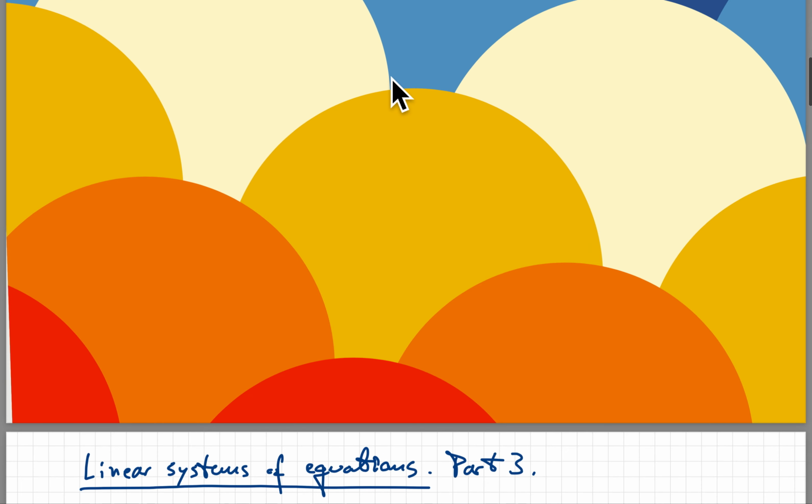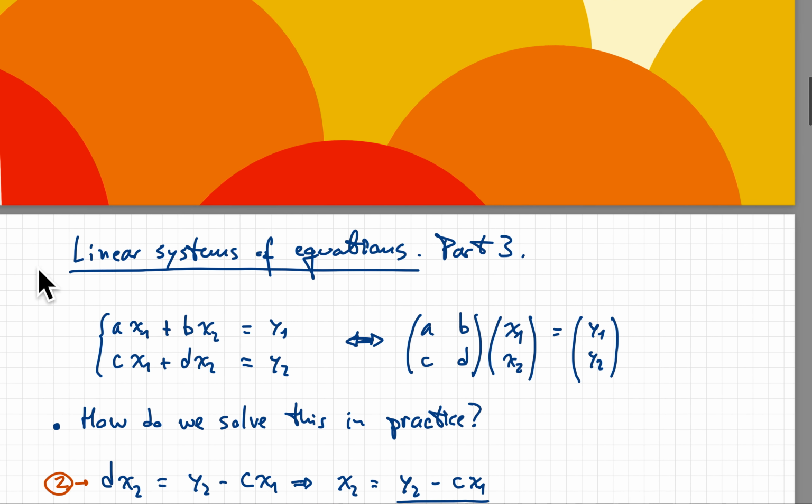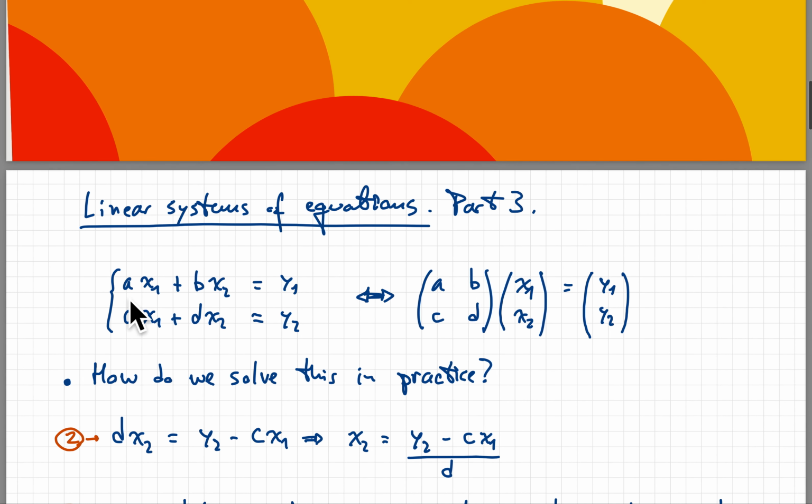Today, we're going to continue our series on linear systems of equations, and this is part 3. Now, to get started here, let's consider this small system of equations, pretty much the smallest non-trivial you can have, this 2 by 2 system, and your coefficients then will be a, b, c, and d, and your unknowns are x1, x2, and your right-hand side is given by y1 and y2.